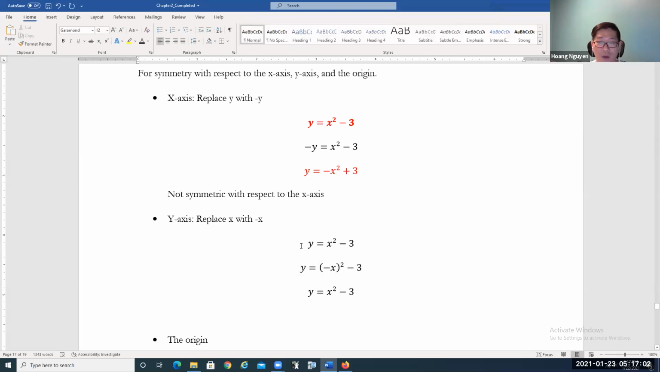Now when you compare the original equation and the equation that we just got after replacing x by negative x, are they equivalent? They look exactly the same, right? So the original equation and the new equation are exactly the same. So yes, it is symmetric with respect to the y-axis.